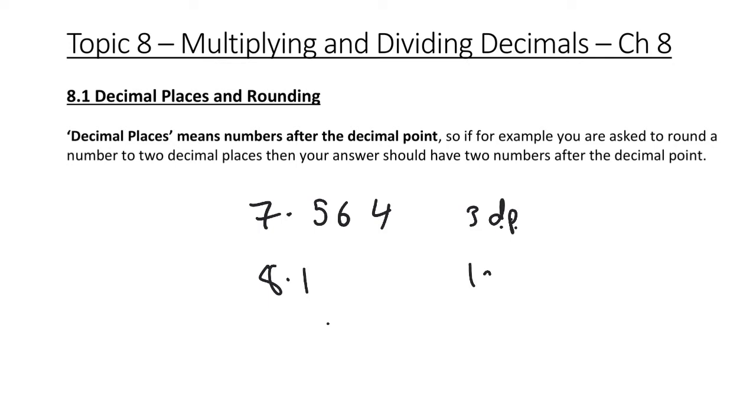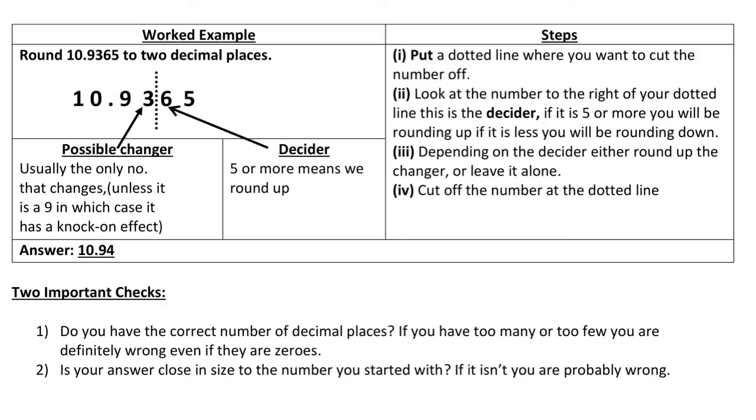8.1 would be 1 DP, and 7.584294 would be 6 DP. If we were asked to round a number to 2 decimal places, then our answer should have 2 numbers after the decimal point. If we're trying to round 10.9365 to 2 decimal places, well, 10.9365 to begin with is 4 decimal places.